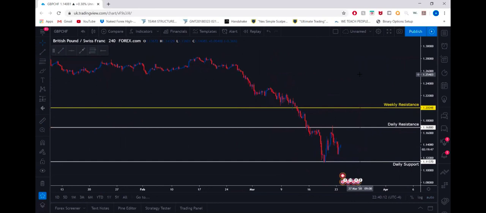GBP CHF, it's in this trading range. Currently I really don't like this because it's in the middle of the zone, and that is not the time you want to trade anything.